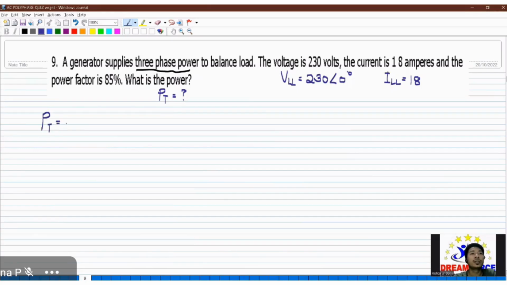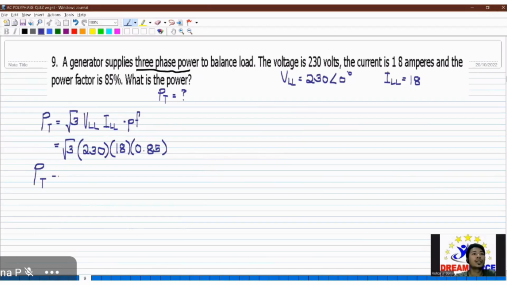Madami kayo ulit formula. Okay, so but ang pwede nating gamitin is square root of 3. So most convenient, no? So line to line current, ay line to line voltage multiplied by the line to line current multiplied by your power factor. Okay, so direct. So therefore this is square root of 3 multiplied by, so again for your power, no need to include the angles. Okay, so 230, then this is multiplied by 18, then this is multiplied by 0.85. Yan na po yung total power natin.